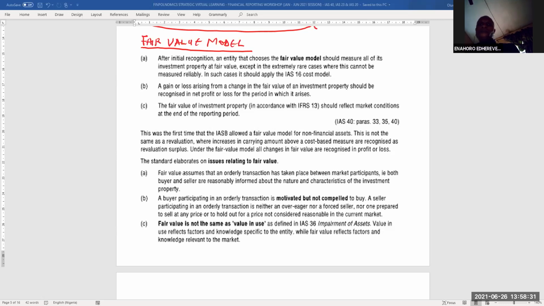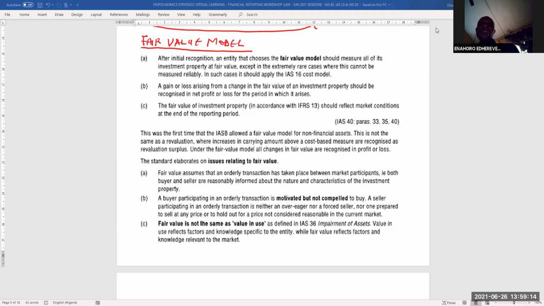The fair value of investment property in accordance with IFRS 13 should reflect market conditions at the end of the reporting period, IAS 40, paragraphs 33, 35 and 40. This was the first time that the IASB allowed a fair value model for non-financial assets. This is not the same as revaluation, where increases in carrying amount above a cost-based measure are recognized as revaluation surplus. Under the fair value model, all changes in fair value are recognized in profit or loss.